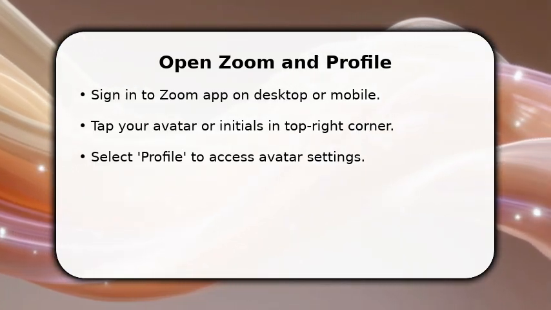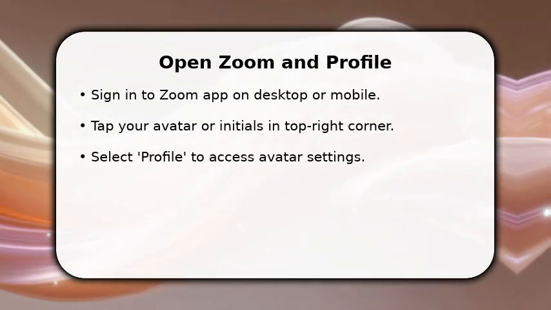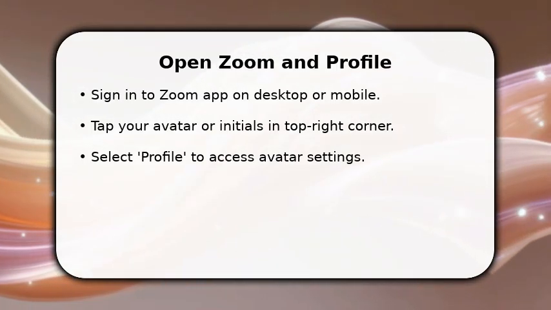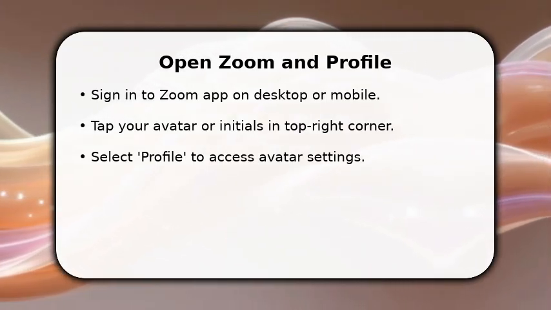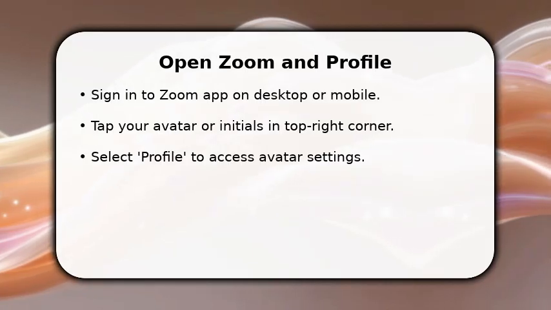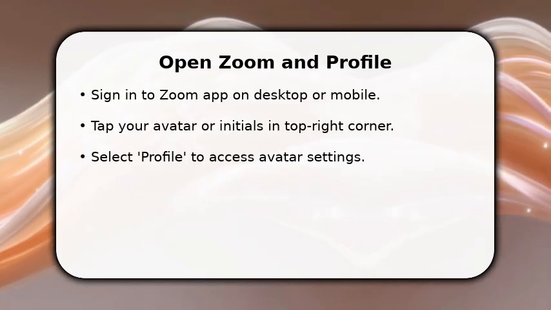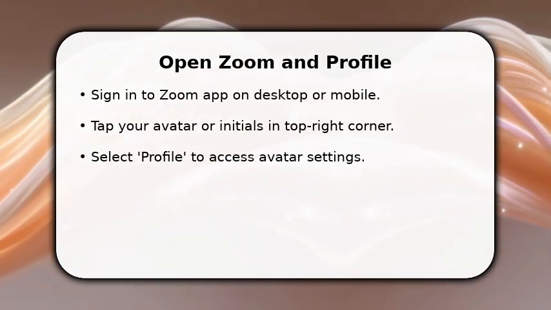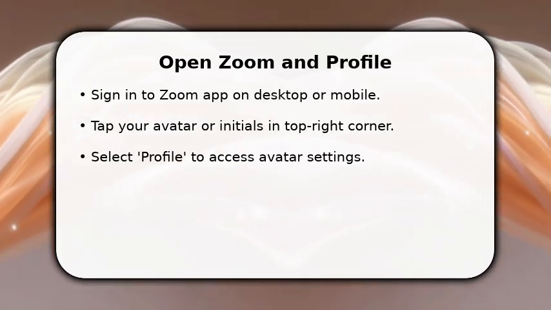You start by opening the Zoom app and signing in. This ties your profile to the account so changes sync. Once signed in, tap your avatar or initials in the top right corner on desktop or the bottom right on mobile. That opens your profile area where the avatar field lives. Make sure you use the device where you want the photo visible first, because the client will upload and propagate the image to other devices after you complete the next steps.